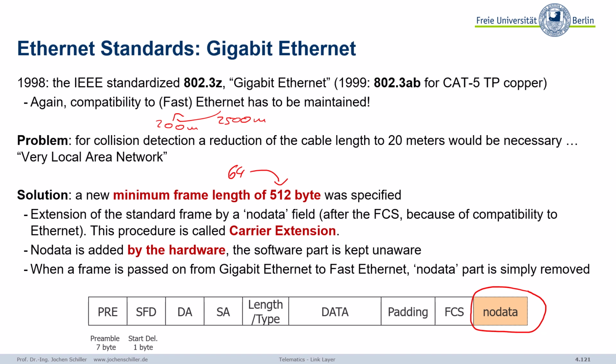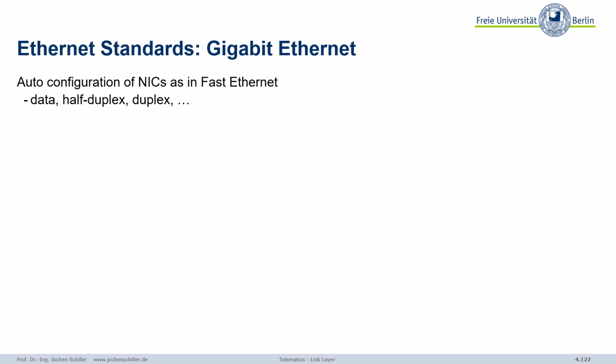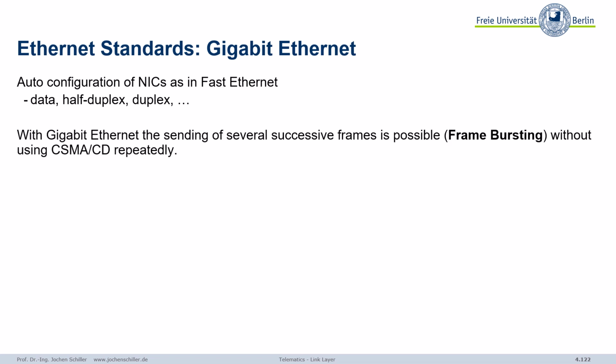Yes, this wastes some of the data rate we could have on Gigabit Ethernet, but doing it this way, we are still compatible. So Gigabit Ethernet is also the last version that really uses this CSMA/CD scheme. So auto configuration, again, half duplex, full duplex, and there's also something introduced that's called frame bursting.